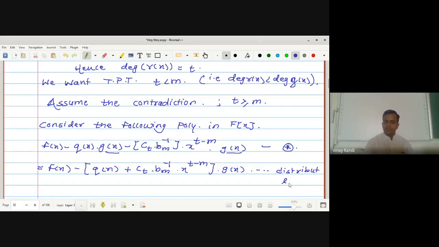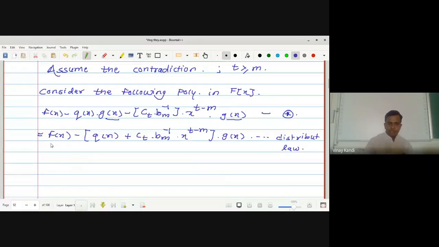ओके, since F is the ring, F of x is the ring of polynomials, hence we can use the distributive law over addition. ओके, अल्जेब्रा मध्ये प्रत्येक ठिकाणी रिझन्स महत्वाचे आहेत. ओके, now look at here, this is f of x, this is g of x. Okay, and this is the element of, as, look at here, as q of x plus ct into bm raised to minus 1, inverse of bm, into x raised to t minus m. This is the polynomial in capital F of x.